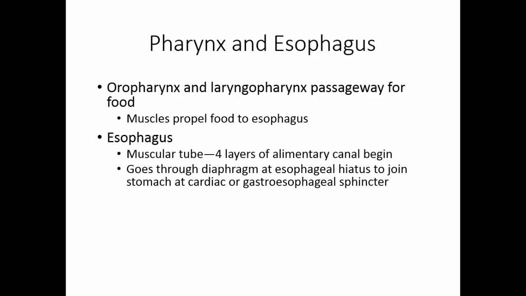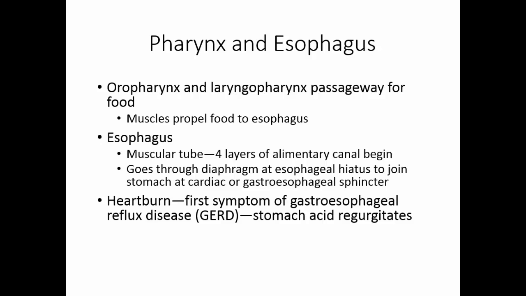The esophagus travels through the thoracic cavity and goes through the diaphragm at a place called the esophageal hiatus. It joins the stomach at the cardiac or gastroesophageal sphincter. Heartburn occurs if the acid contents bubble back up into the esophagus. The esophagus is not designed to handle the acidity, and so the burn actually occurs. It's called heartburn because the esophagus goes very near the heart at this point, and it sometimes feels like pain in the heart. Heartburn is frequently the first symptom of gastroesophageal reflux disease, or GERD.